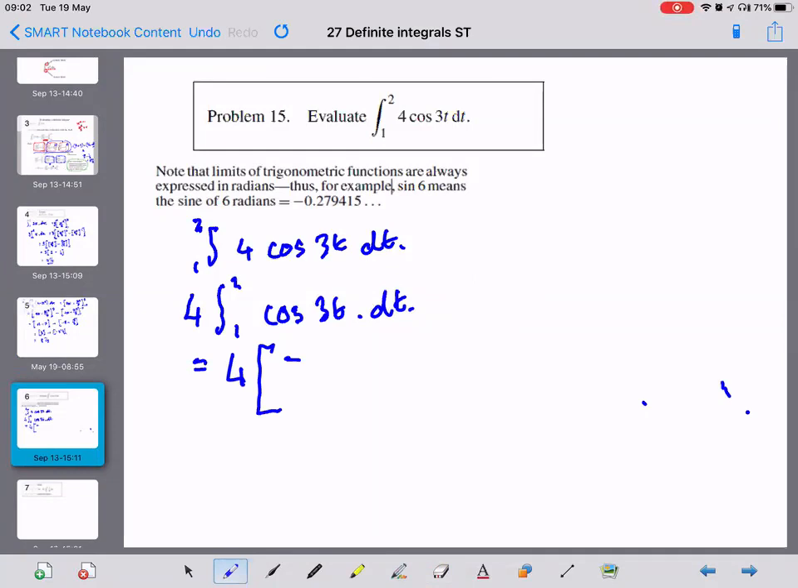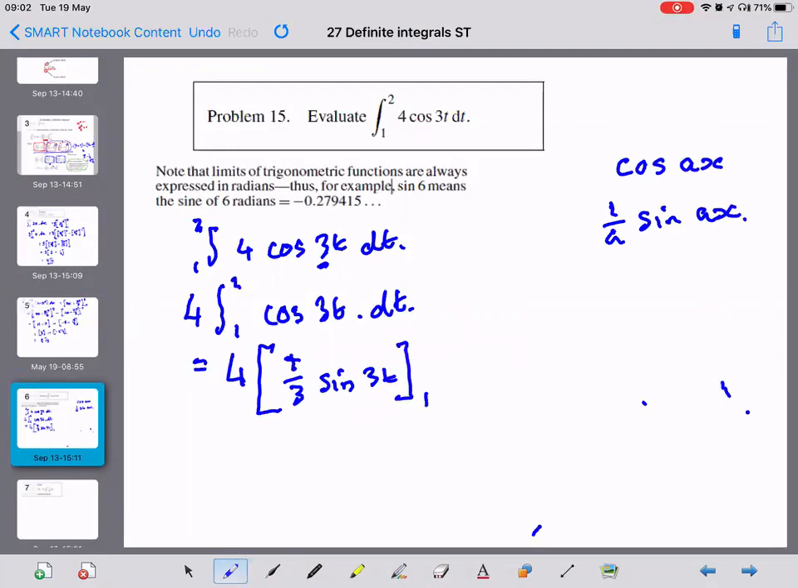What is that? This number here, the 3, is a. I think for cos ax, the integral is 1 over a sine ax, is it not? Yeah. So you want 1 over 3 sine 3t between 1 and 2. And that's 1 radian and 2 radians, yeah?